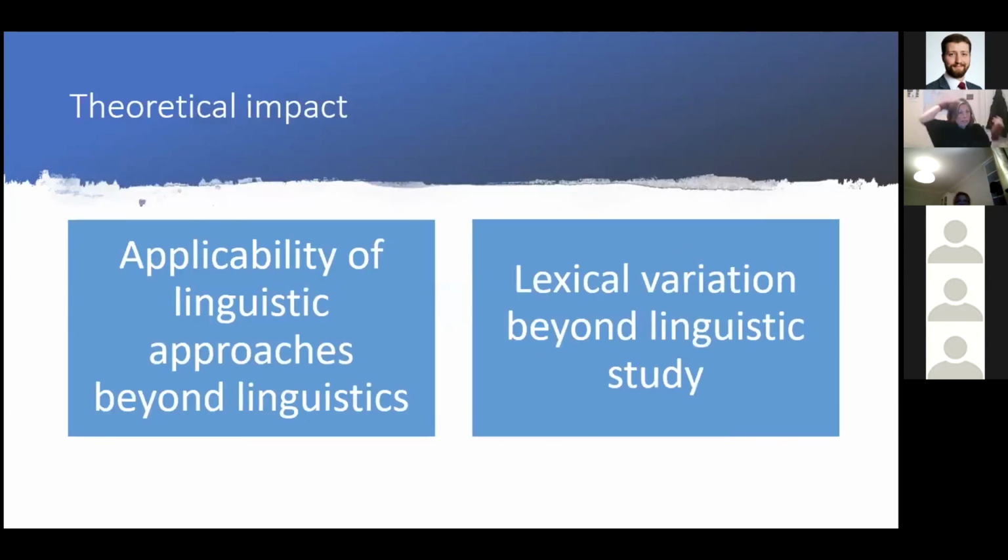And finally, the theoretical impact. Speaking today and in the context of this talk, I think it's really important to be aware of the applicability of linguistic approaches beyond linguistics, the importance of lexical variation for areas such as data integration, and the impacts that lexical variation can have in these sorts of areas.